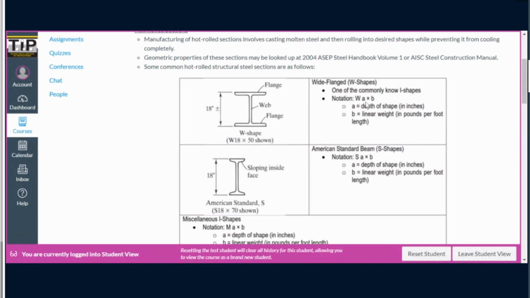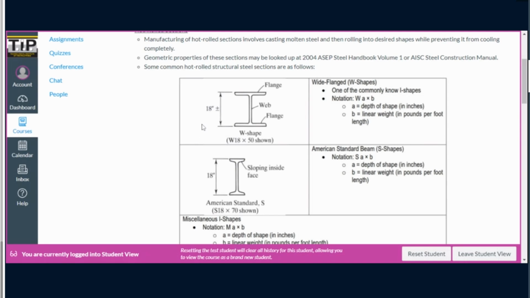The notation for the naming of the I sections follows the format A by B. It is the same with S. What does A stand for? In this case it's the 18 right here. A stands for the depth of the shape in inches. So if we have a W18 by 50, it means that the depth of the section is more or less 18 inches.